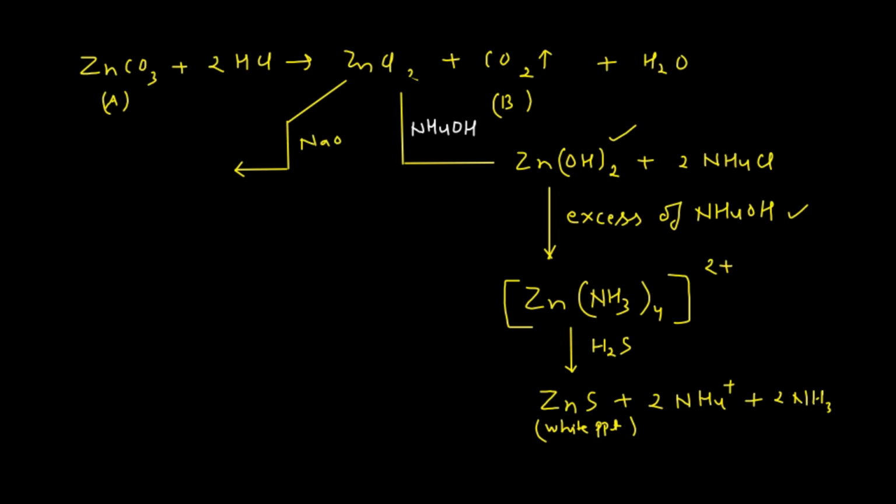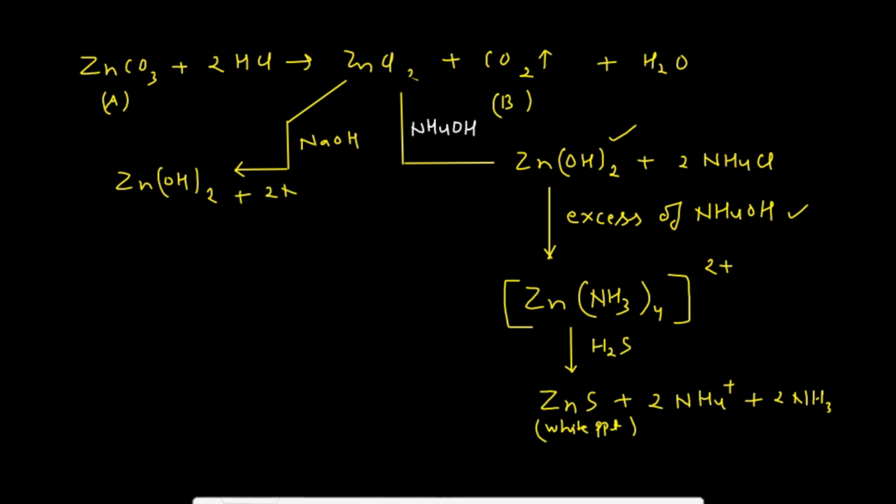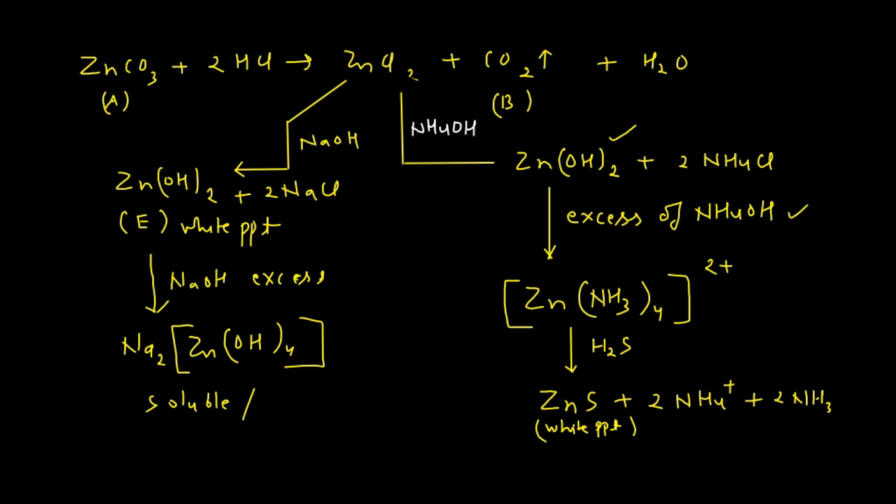Sodium hydroxide. So when you add the sodium hydroxide, what will happen? It will result in the formation of zinc hydroxide. If you want to balance the reaction, you can write here 2 of NaCl. And this is basically E, which is your white precipitate. And if you add excess of sodium hydroxide to it, a complex compound will form, Na2[Zn(OH)4]. And this is soluble and colorless. So this is how you can conclude your things.